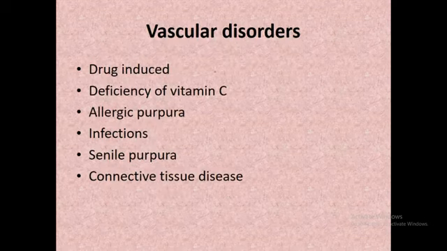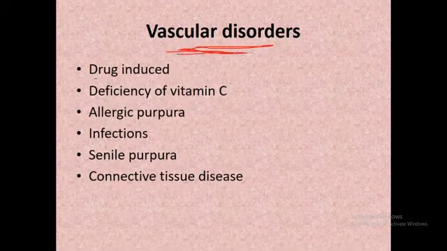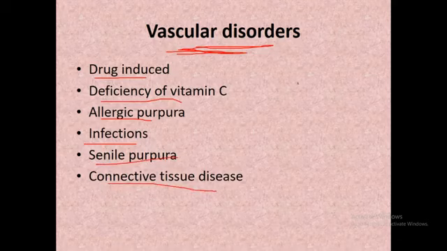Now the vascular disorders. The possible causes of vascular disorders are drug-induced causes, deficiency of vitamin C, allergic purpura, infections, senile purpura and connective tissue disease. So these are all the causes of vascular disorders.